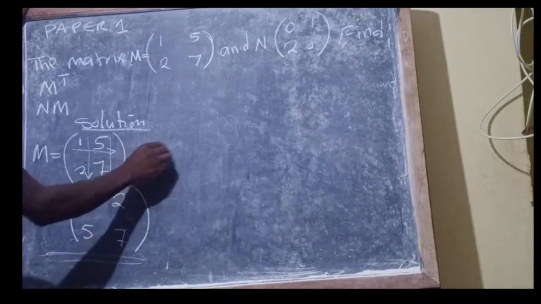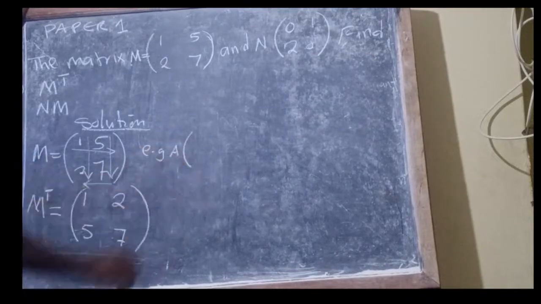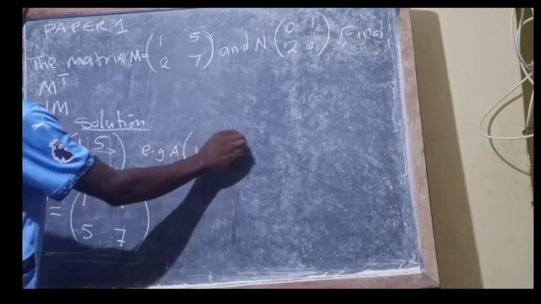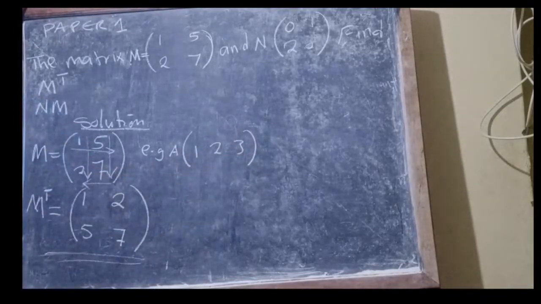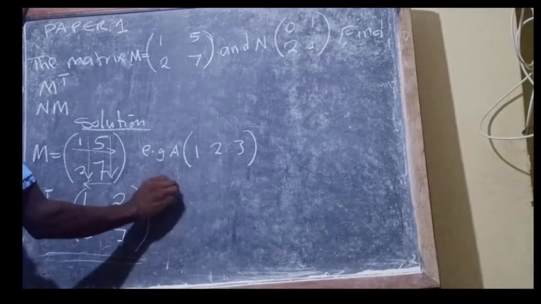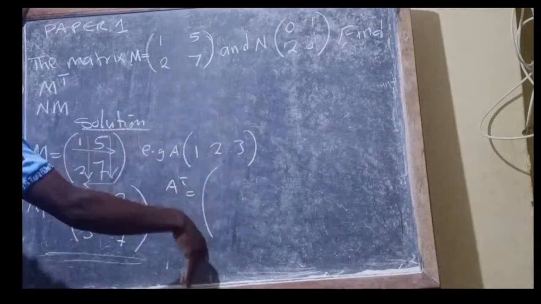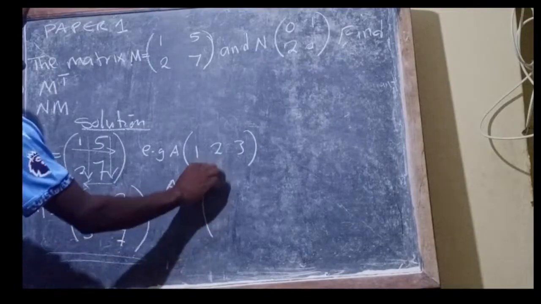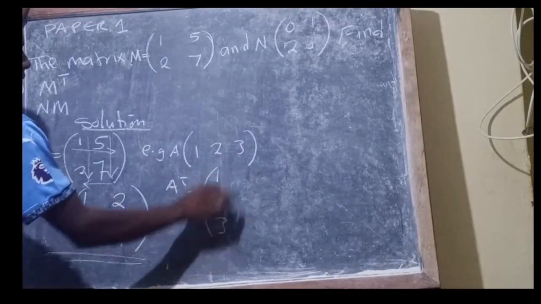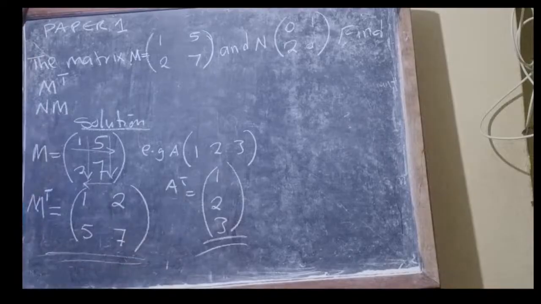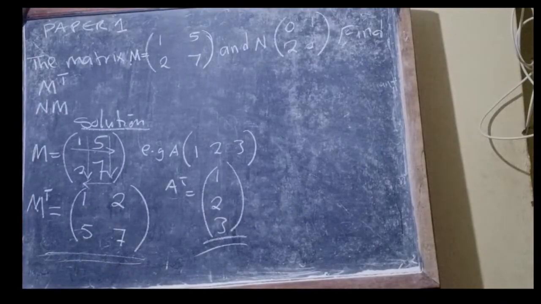I'll give another example of matrix A, which has got 1, 2, 3. When finding A transpose, that means these are going to become our column. So you have 1, 2, and 3. Just like that, this becomes our transpose. So any question that you find talking about transpose, this is how you go about it.